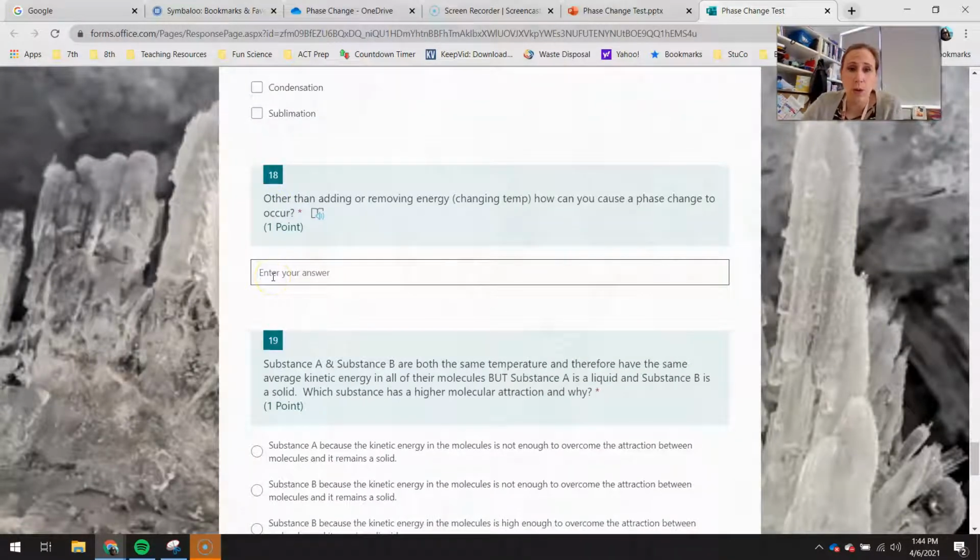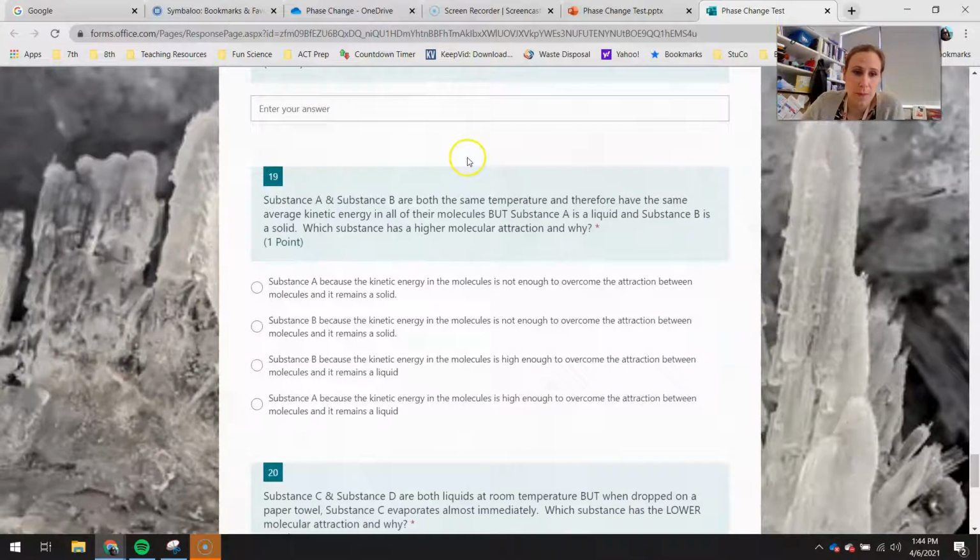Okay, other than adding or removing energy, changing the temperature, how could you cause a phase change to occur? So we obviously know if we change the temperature, we're either adding energy or taking energy away. How else could we cause a phase change to occur? Again, think to our dry ice lab.